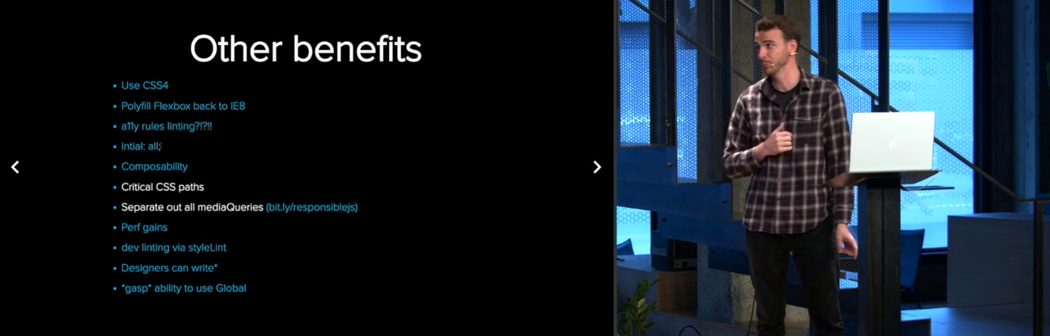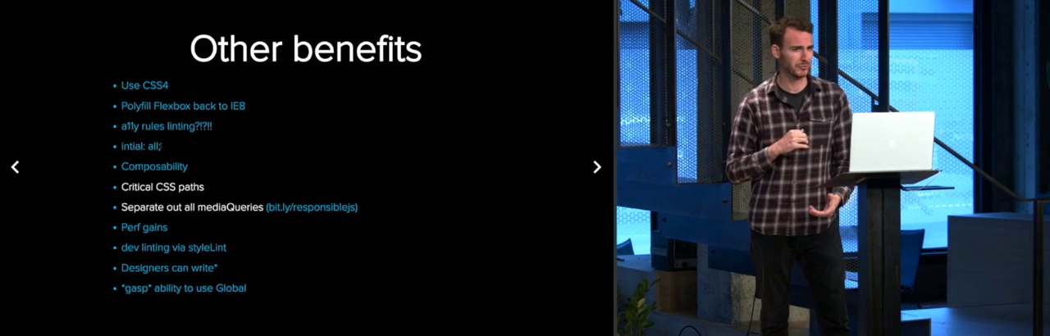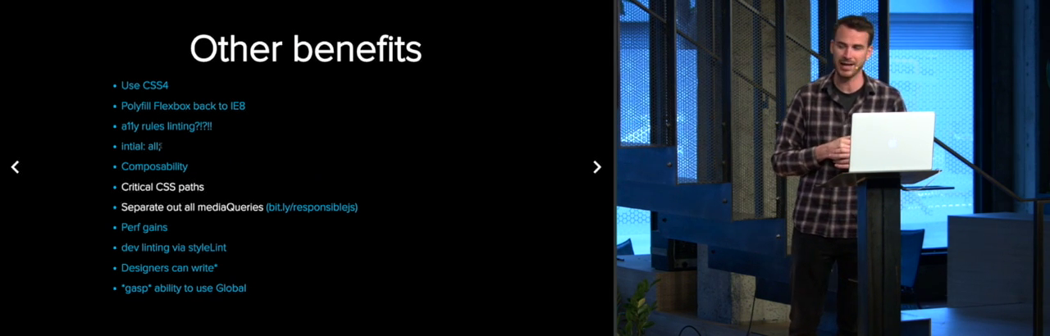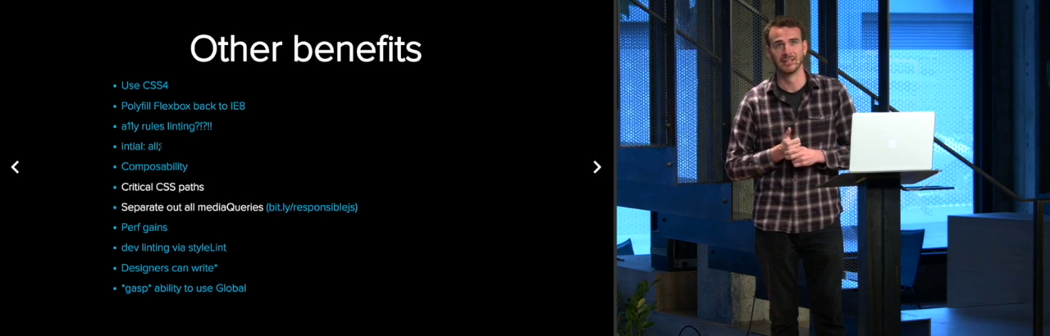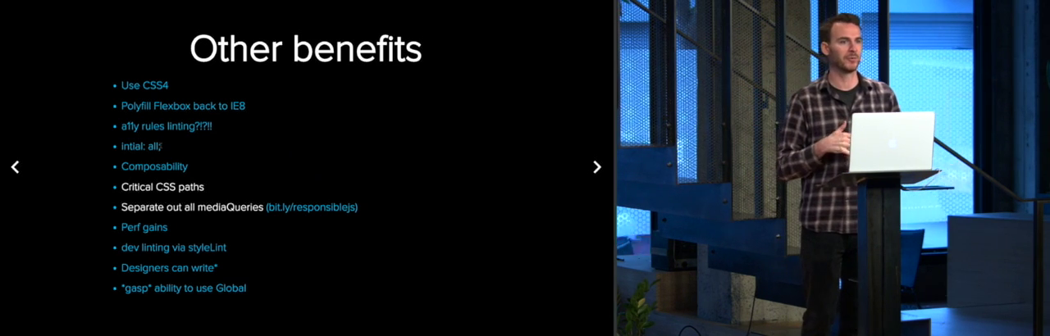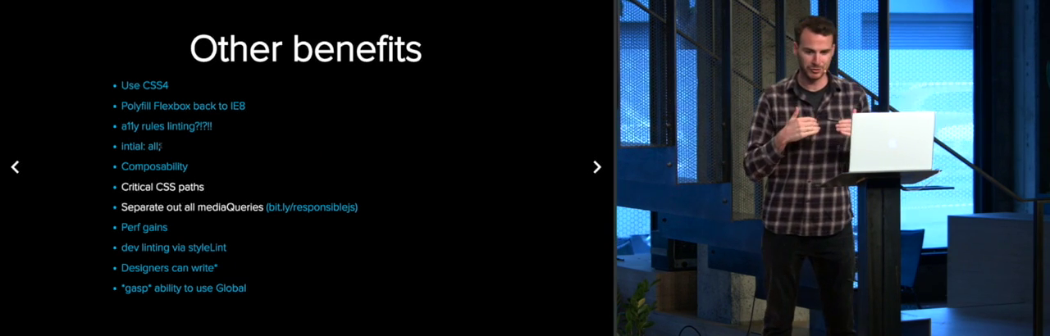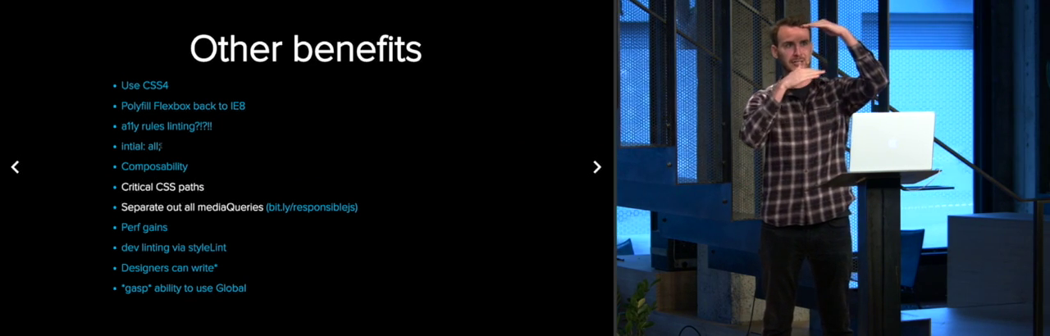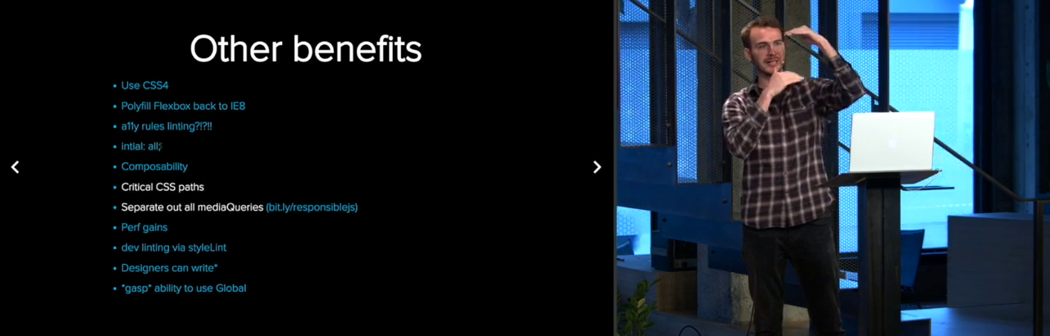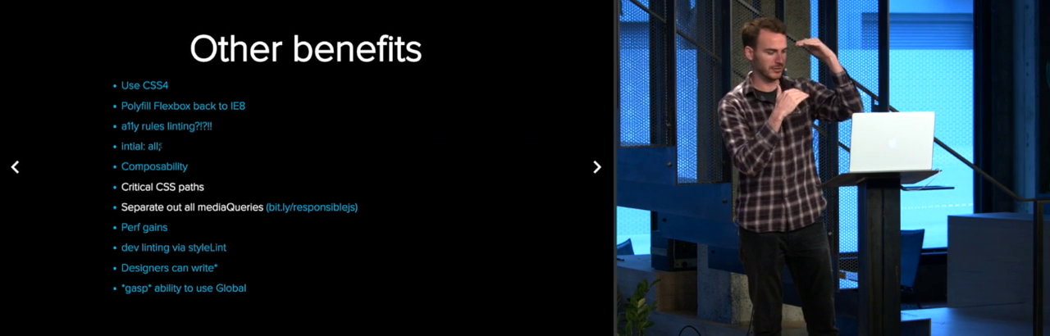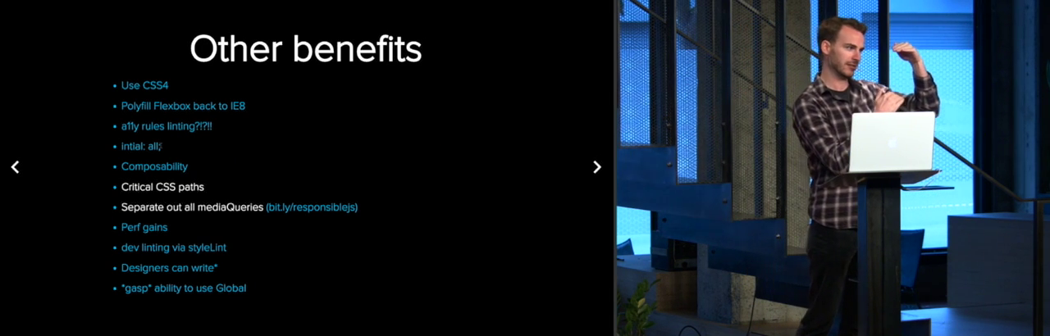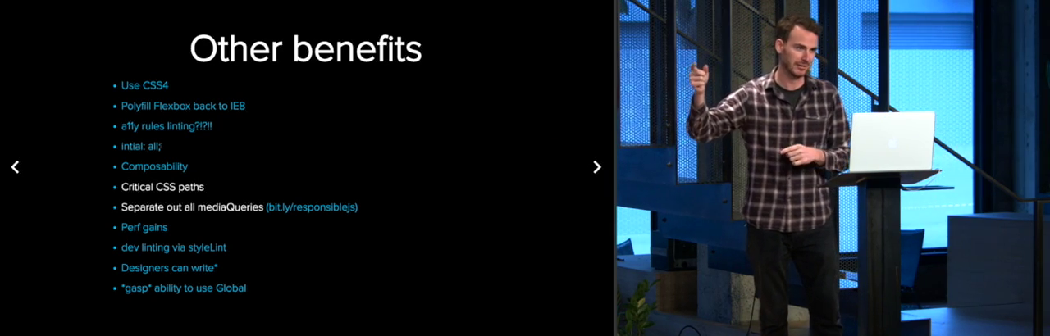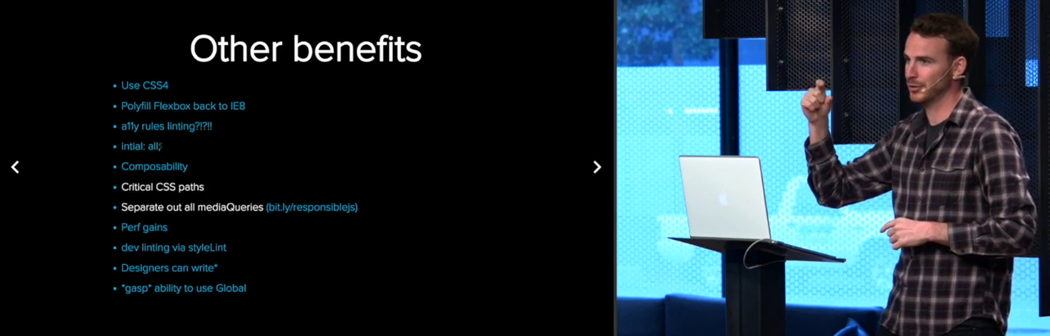Another really awesome plugin that was recently released is called Critical CSS Paths. Basically, around your CSS you can define what is actually the critical rendering path of your application, so anything above the fold that the user is going to see. And it can extract that into a separate style sheet, which you can inline into your HTML.